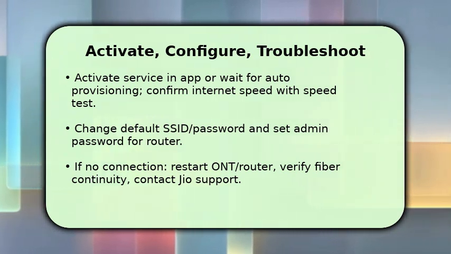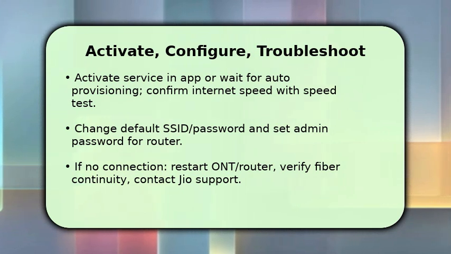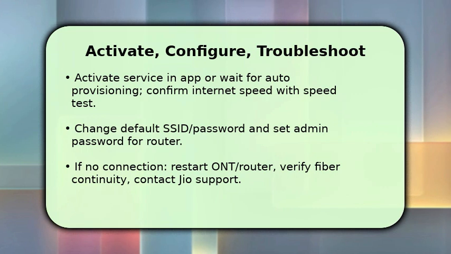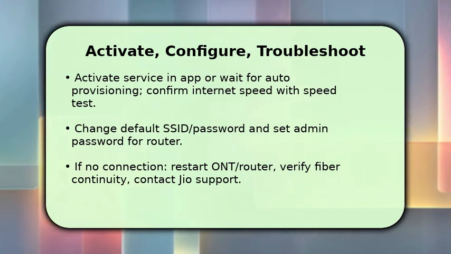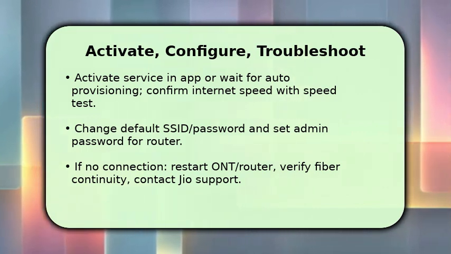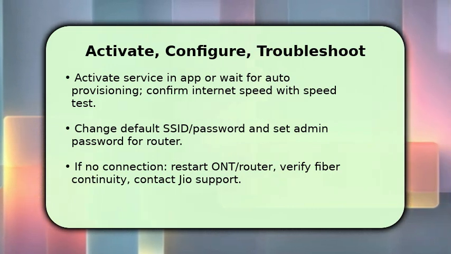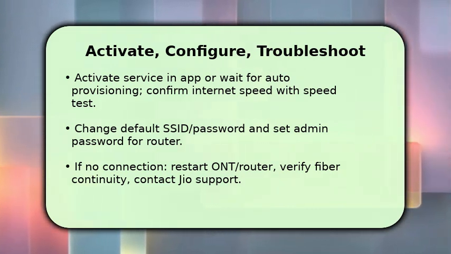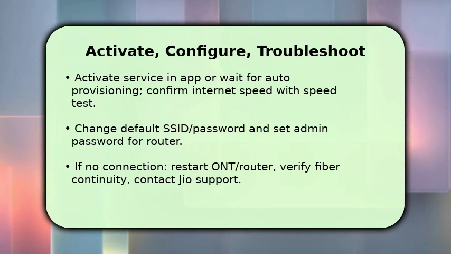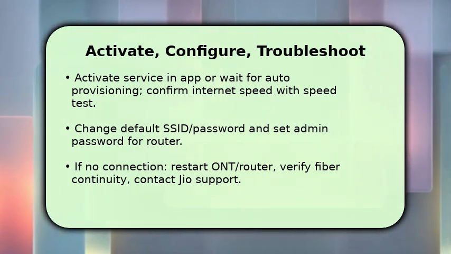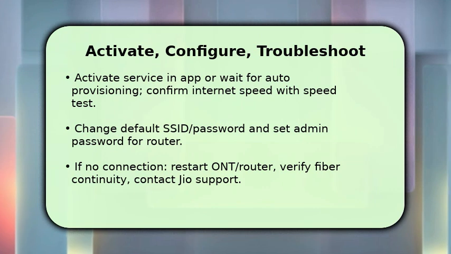You must immediately change the default SSID and Wi-Fi password and set a router admin password to secure your network. If you face issues, restart the ONT and router, check fiber cable seating and continuity, and if that fails, contact Geo support with your customer ID and install details for fast resolution.